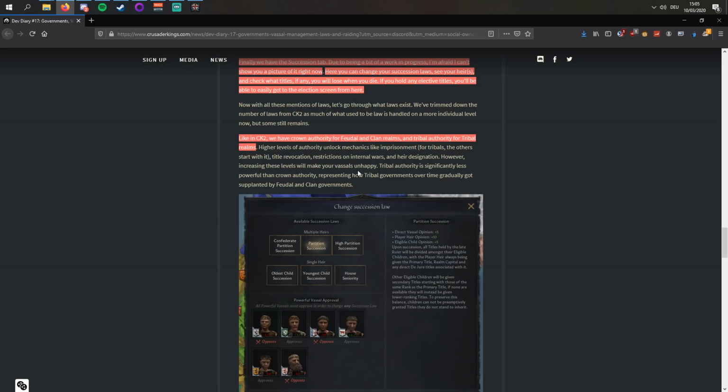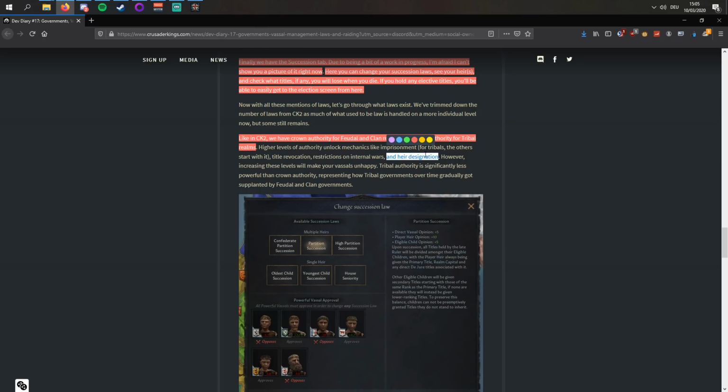Now, let's move on to the different things. They also mention here, by the way, I just want to mention this before we dive into the succession law topic. Like in CK2, we have crown authority for feudal and clan realms and tribal authority for tribal realms. Higher levels of authority unlock mechanics like imprisonment, title revocation, restrictions on eternal wars, and heir designation. We know all of those laws.